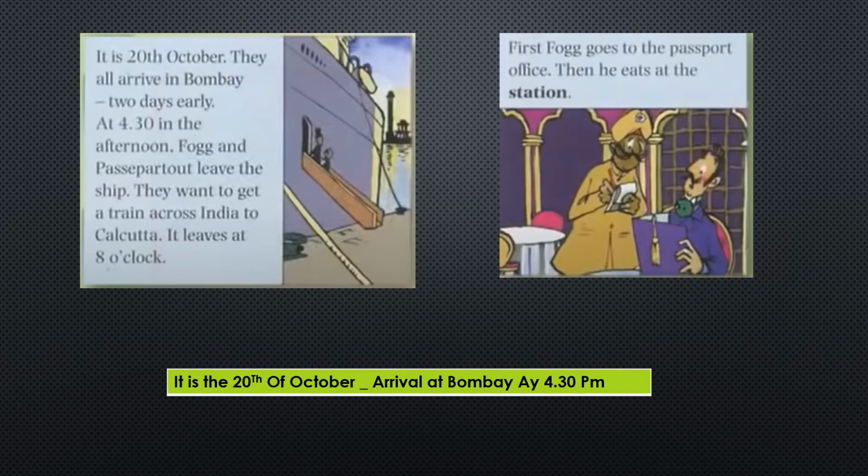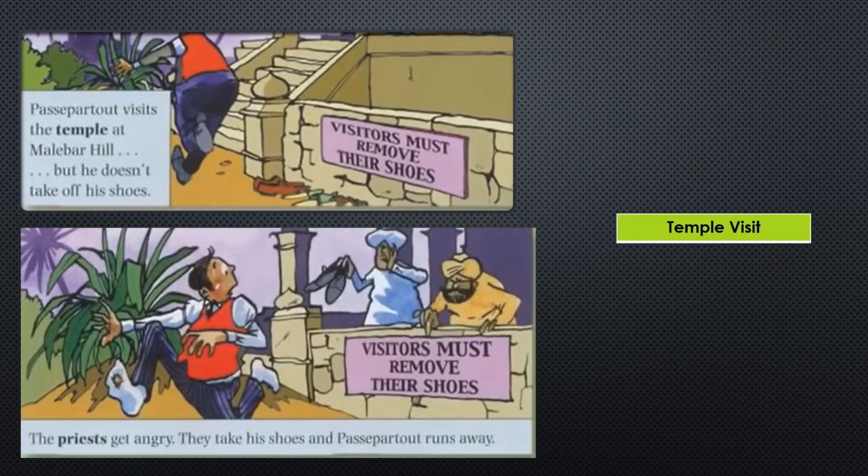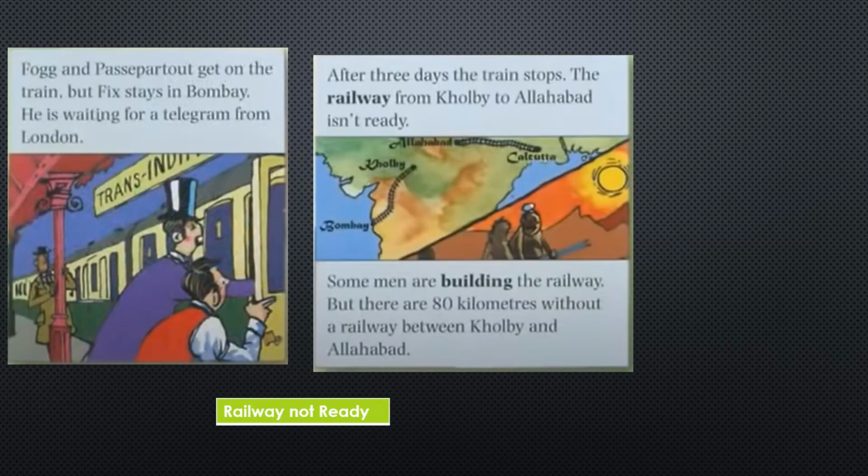But first, Fogg goes to the passport office. Then he eats at the station. In the meanwhile, Passepartout visits some famous temple, but he does not see the signboard and does not take off his shoes. And the signboard says visitors must remove their shoes. Therefore, the priests of the temple get very angry and they take his shoes, and Passepartout runs away with fear. Fogg and Passepartout get on the train, but Fix stays in Bombay. He is waiting for a reply from London from the higher authorities.